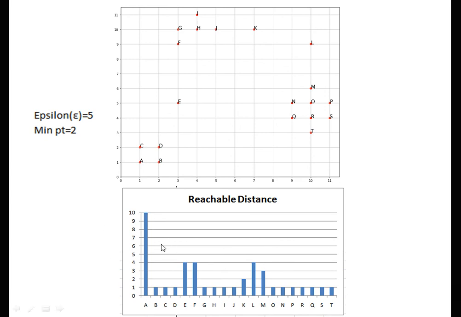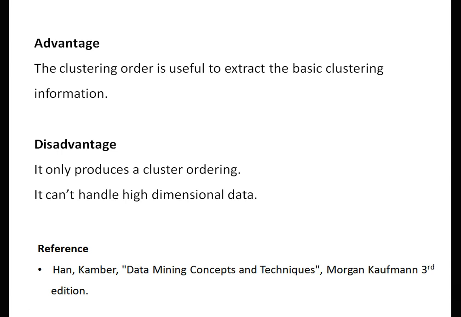By seeing this graph we can easily check how the clusters change if we choose or change the epsilon value. So this is nothing but the OPTICS algorithm. Advantage: the cluster ordering is useful to extract the basic clustering information. Disadvantage: it only produces a cluster ordering, and it can't handle high dimensional data.